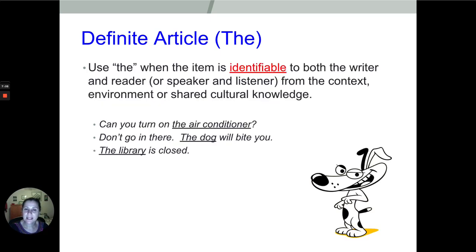We use the when the item is identifiable to both the writer and reader, or speaker and listener, from where you are, from the context, or the environment, or maybe shared cultural knowledge. Like, can you turn on the air conditioner? So this air conditioner, maybe you're both in the same house or in the same room, so it's identifiable. It's a specific one. Or don't go in there, the dog will bite you. So this is the dog that's known by both you and the listener. And a lot of times, for some places like the library, the bank, we use the.